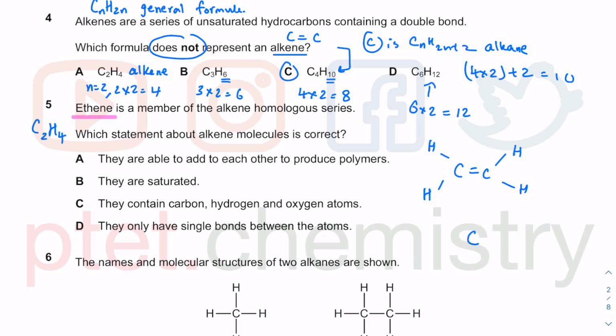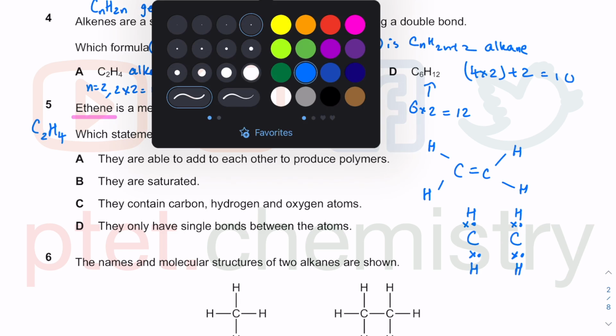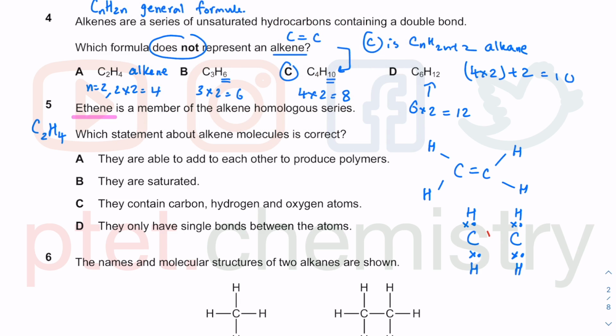So if I convert this to dot cross, there is dot cross hydrogen, dot cross hydrogen. The other one, dot cross hydrogen, dot cross hydrogen. As for the carbon and carbon, we have that and that because we have 4 electrons being shared all together, 2 from each carbon in order to give us a double covalent bond.